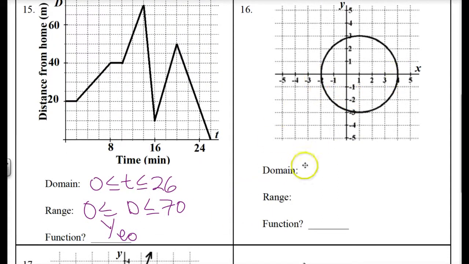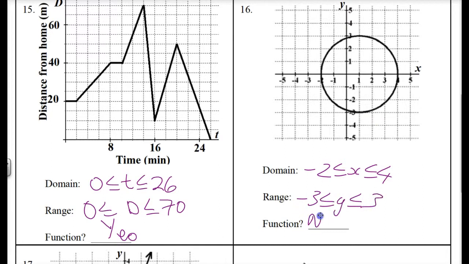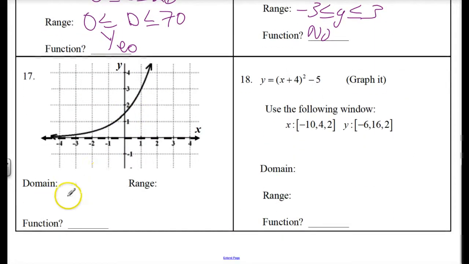Domain goes from -2 to 4. -2 less than or equal to x less than or equal to 4. The range, -3 to 3. -3 less than or equal to y less than or equal to 3. And no, it is not a function. It would fail the vertical line test.